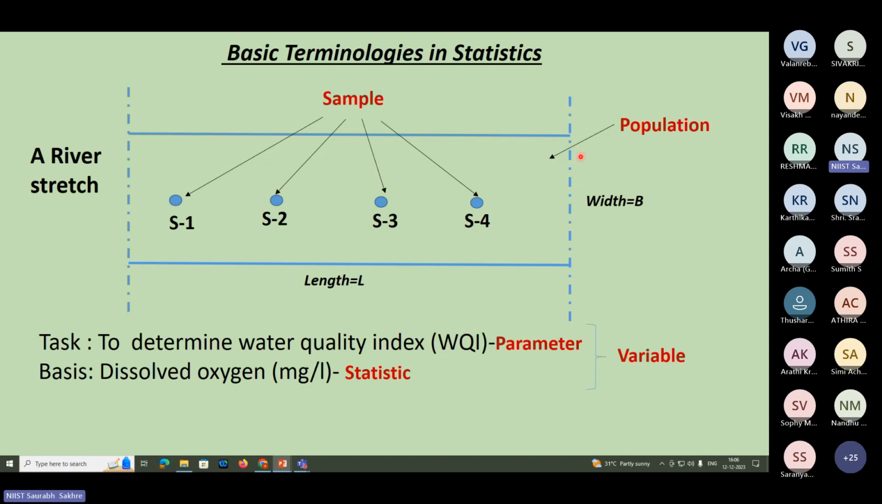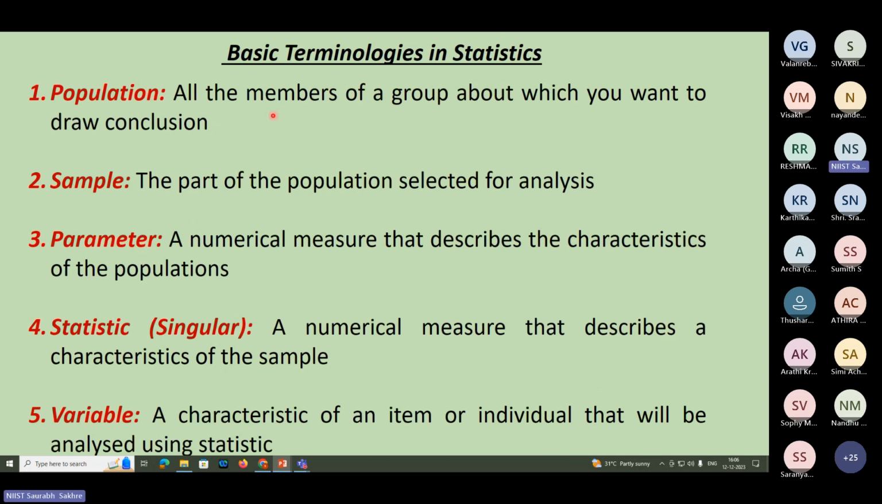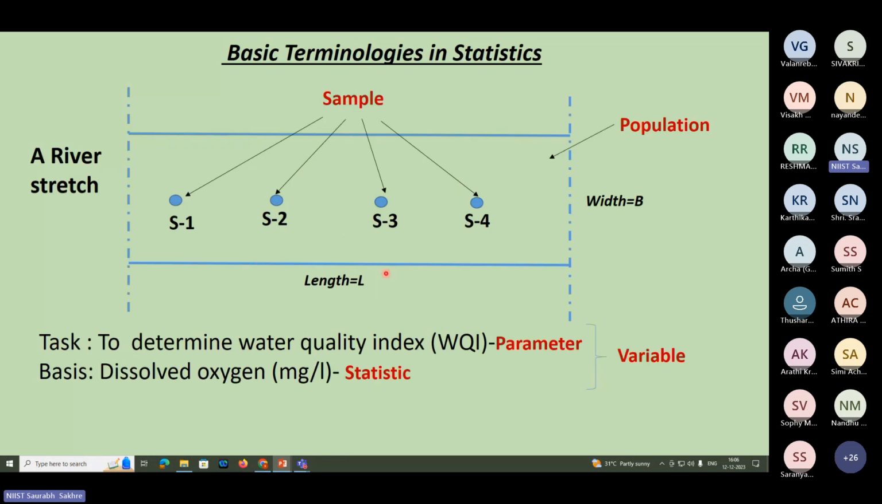Now read the definition. Population is what? All the members of a group about which you want to make statistical analysis. So that is what my whole stretch is.